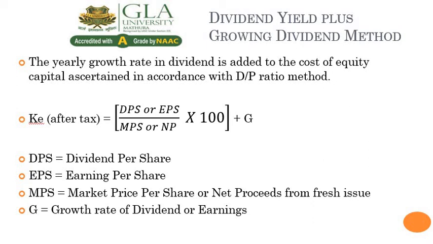And that is our formula. KE equal to DPS or EPS upon MPS into 100 plus G. KE is the cost of equity in case of growing dividend. If you want to calculate on the basis of dividend, then DPS, and if you want to calculate on the basis of earning per share, then EPS, upon MPS, market price per share. In case of newly issued equity shares, then net proceeds into 100 plus G, that is the growth rate of dividend or earnings. Now we discuss this whole thing by one numerical.